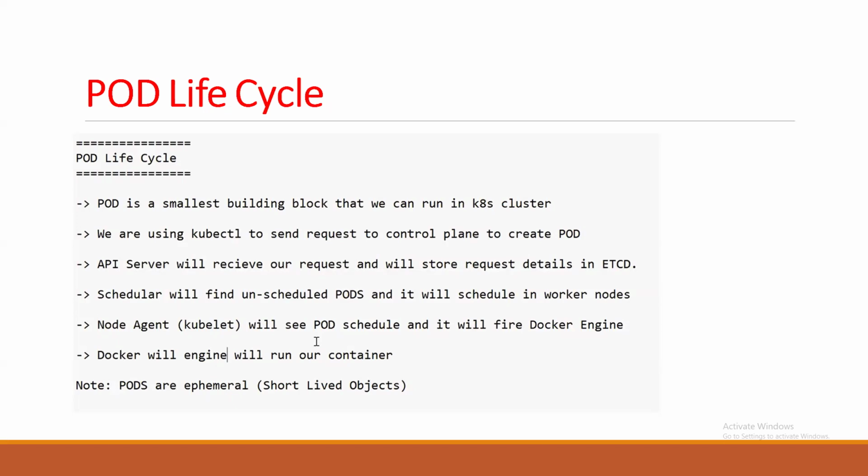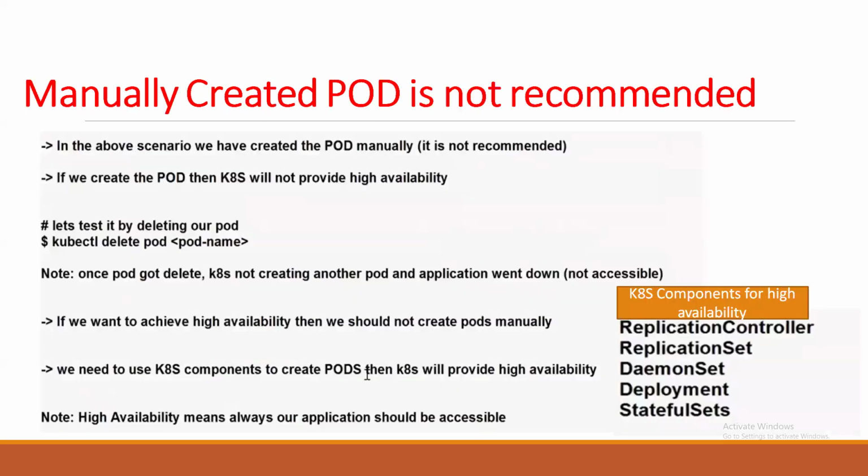Pods are ephemeral, short-lived objects. So a manually created pod is not recommended. In the above scenarios, we created the pod manually. If we create the pod manually, Kubernetes will not provide high availability. So let's test it by deleting our pod. Once the pod got deleted, Kubernetes did not create another pod and the application went down, not accessible, right?